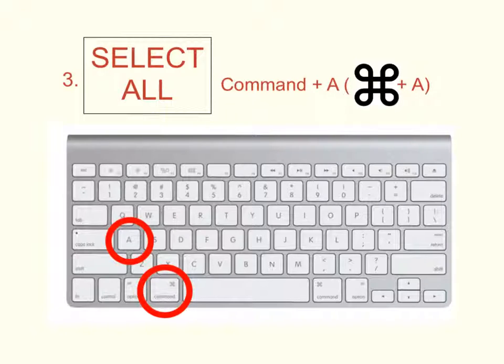Number 3 is select all. Command A, if I'm on a web page or in a document, a Word document or a Google document, Command A will let me select all of the text that is available to me in a spreadsheet or anything. It can be super helpful when you want to copy everything, and it's an efficient process for getting that job done.